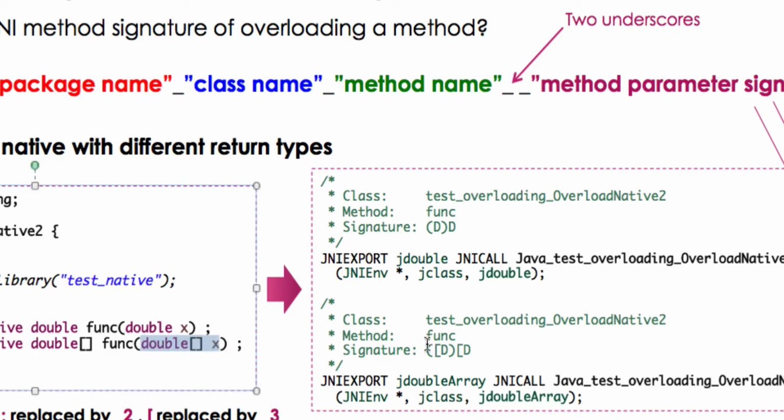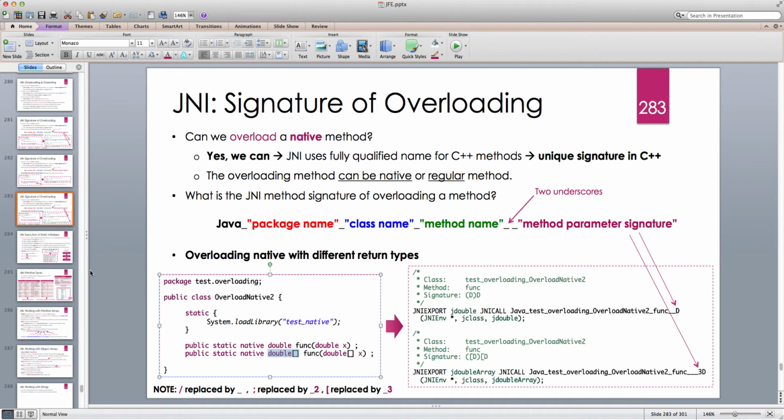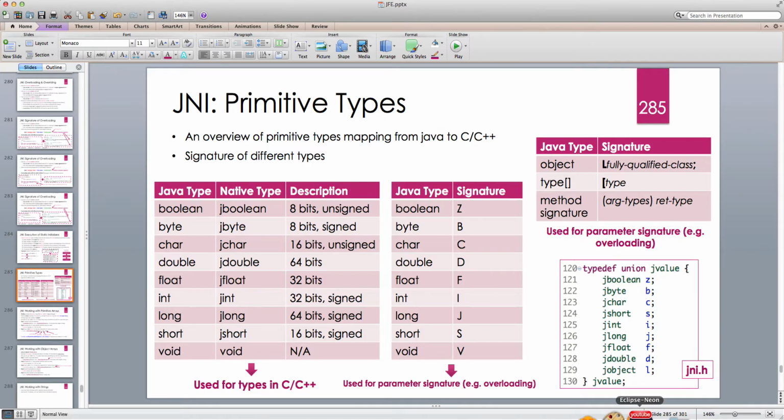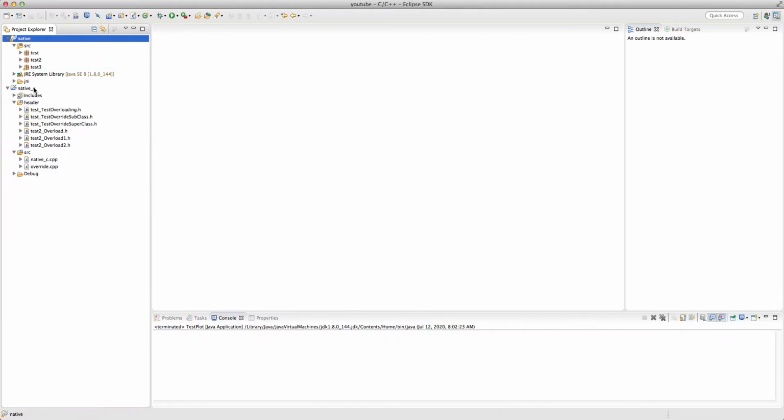All right, and then it returns a square bracket D, or array of double. So that's the signature of the method. Now in order to see these in action, let's head to Eclipse, and this is our native C project.